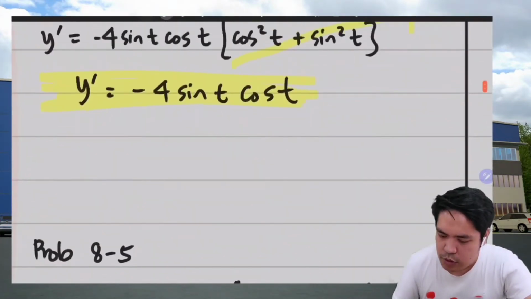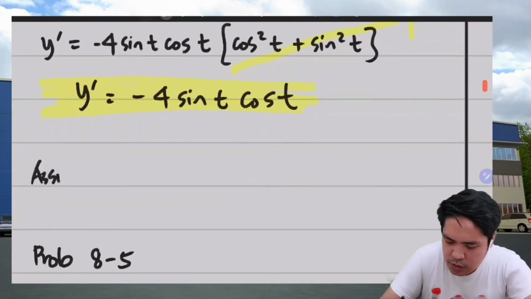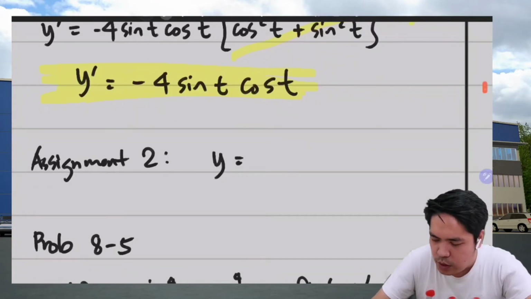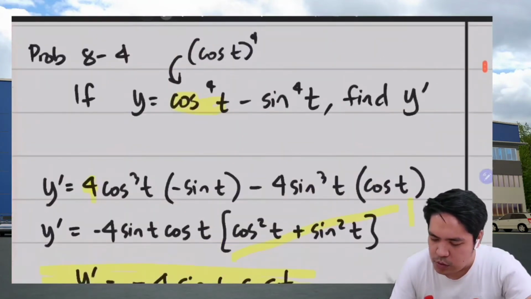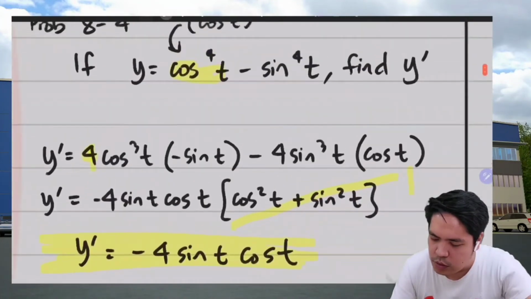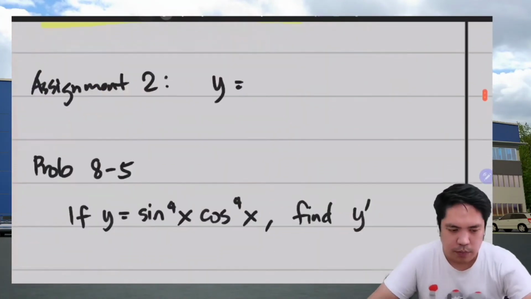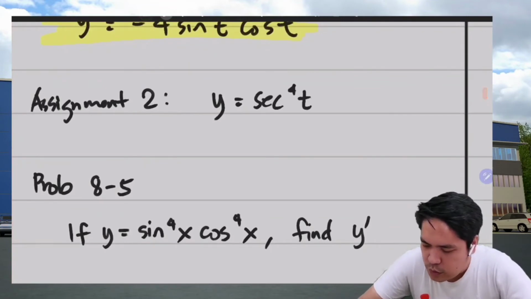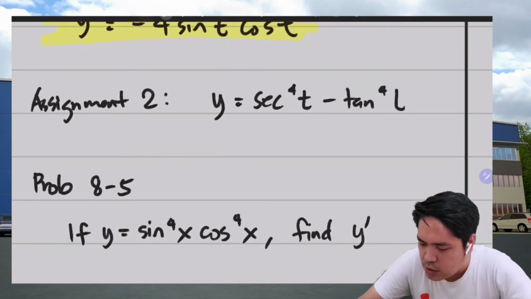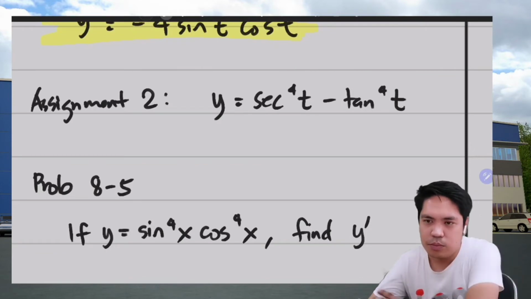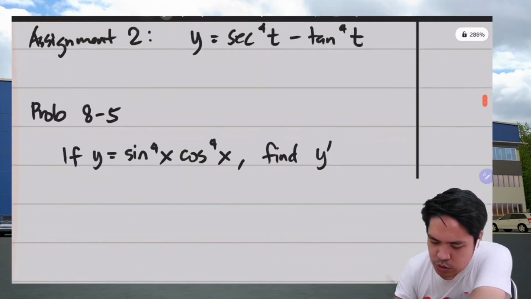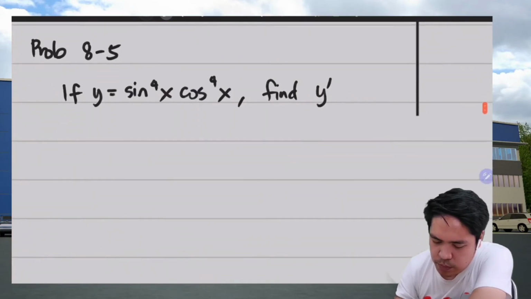Okay, so for our second assignment, assignment 2, solve for y prime if y is equal to secant raised to 4t minus tangent raised to 4t. It's the same solution, you just follow. Okay? So let's proceed to problem 8-5.